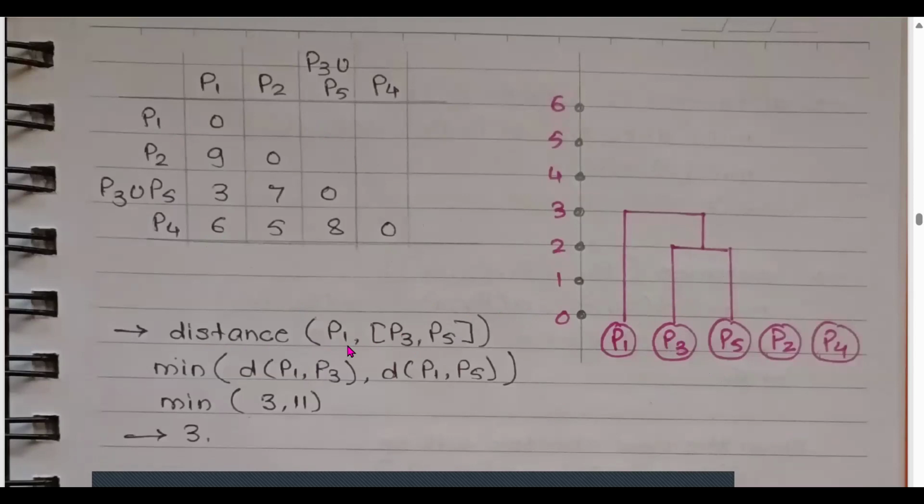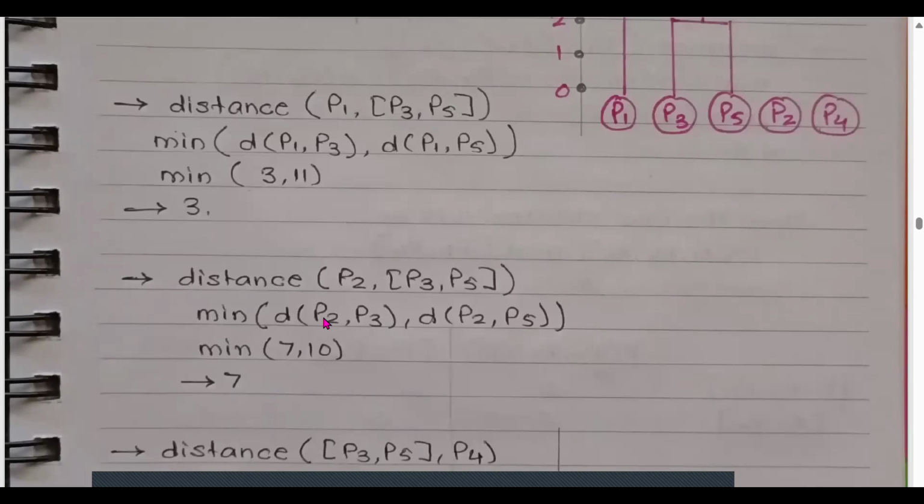Minimum of P1, P3, or P1, P5. Minimum 3: P1, P3, P1, P5, P1, P3. This minimum is 3.